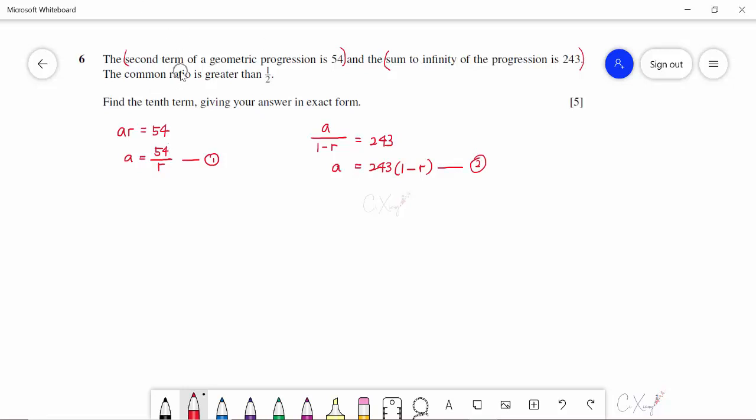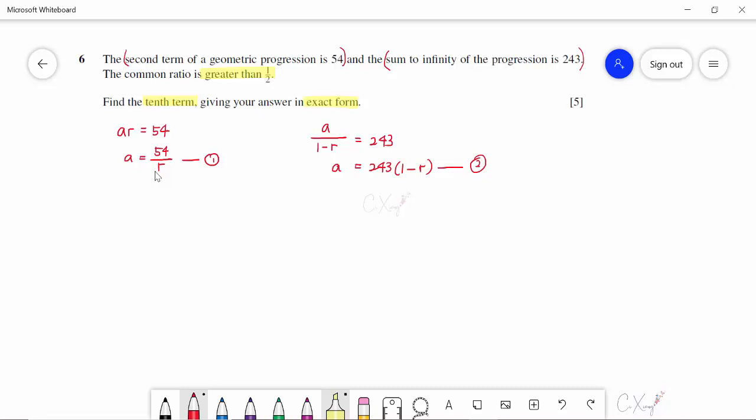The common ratio is greater than half. So this is the third information that might help us to choose the correct ratio later when we solve it. And next, they want you to find the 10th term, giving your answer in the exact form again. Okay, so since we have these two equations, before we can get the 10th term, we need to solve for A and also R.